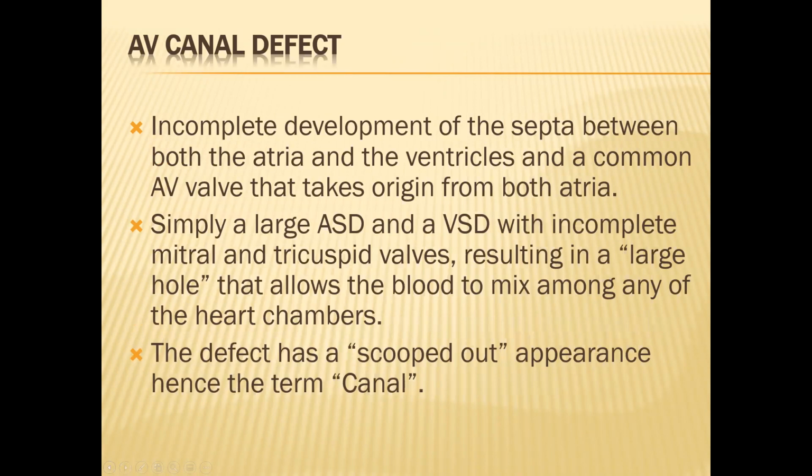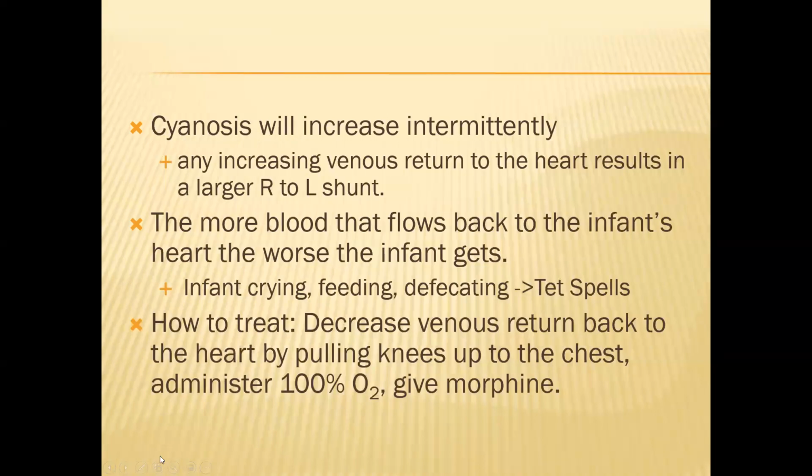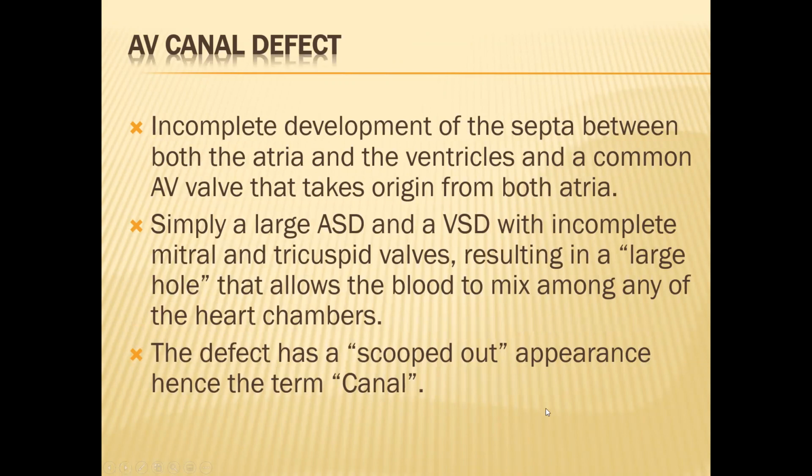Okay, so that was it for tetralogy of Fallot. The next one is AV canal. This is a defect that's really common with trisomy 21. Do you know what trisomy 21 is, or do I have that on the next slide? No, I don't see it anywhere.